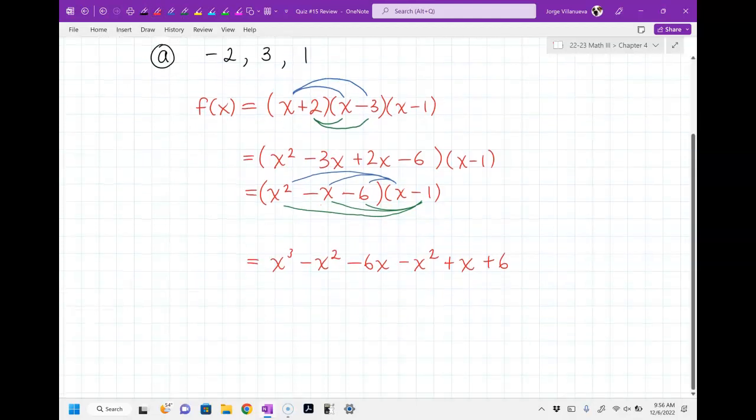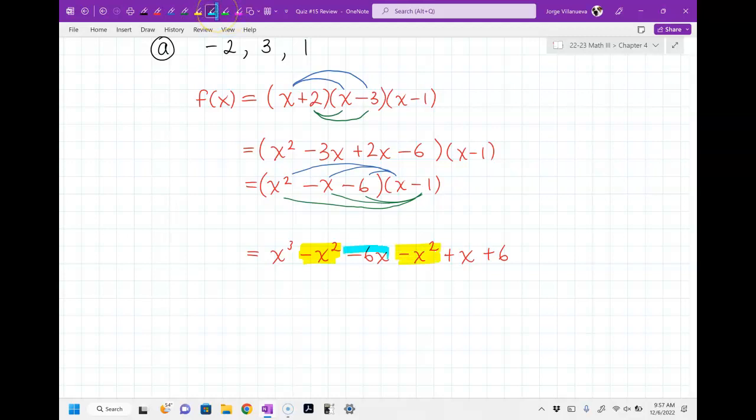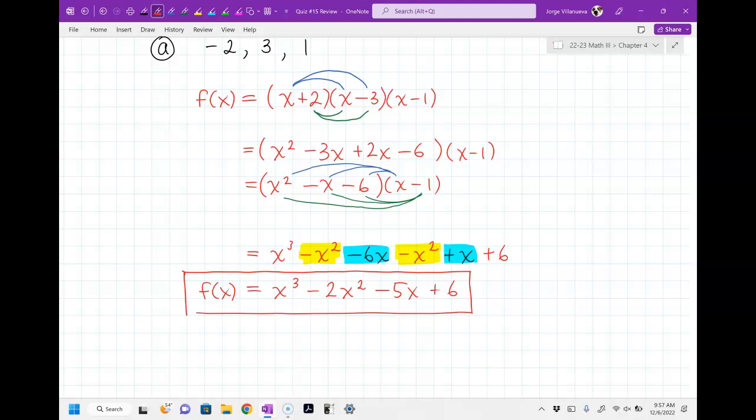And now you're going to find your like terms. Okay, so like terms are right here. This is -x squareds. And then the -6x with the +x. Those are like terms. So I'm going to put those together. So I have x cubed minus 2x squared, that's the yellow stuff. The blue stuff is minus 5x, and then the plus 6, and you're done. This is your function. You have to add the like terms together, but once you're done with that, then just leave it alone.